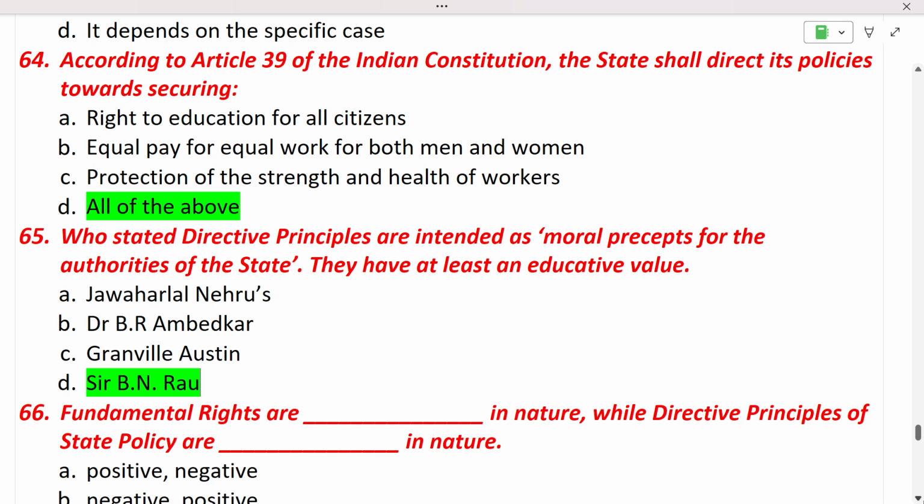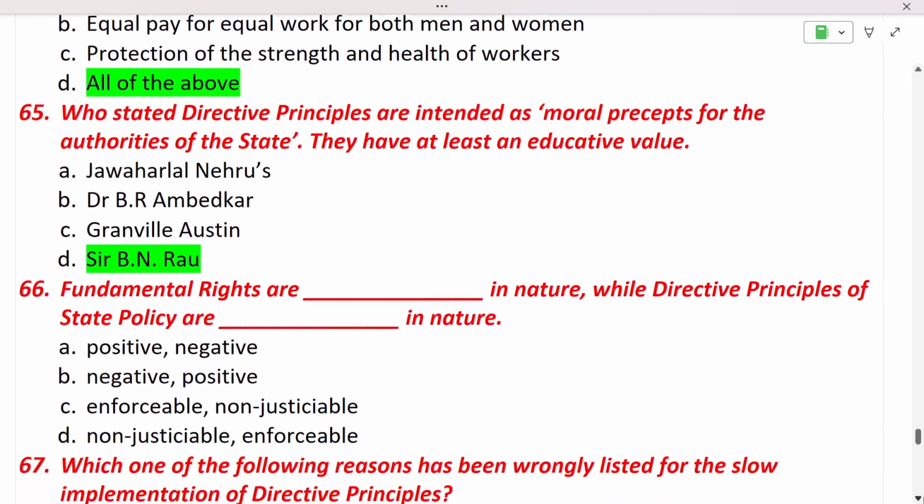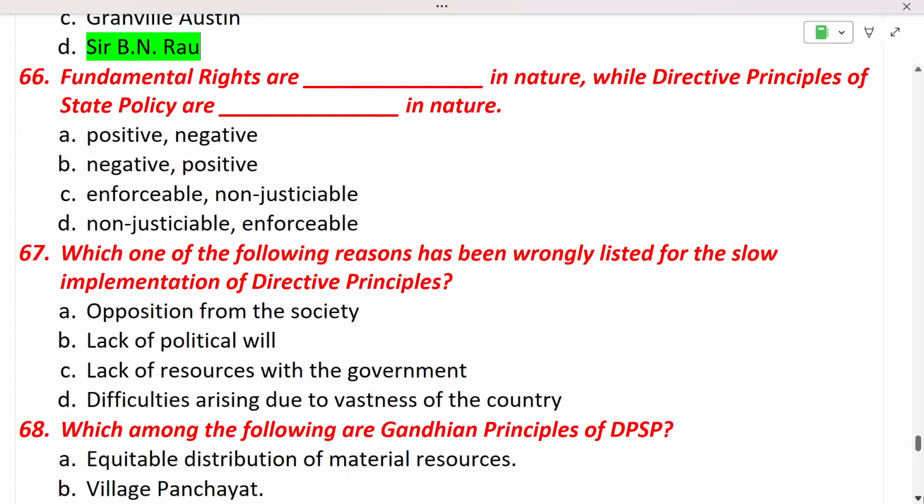Next, move to question number 66. Fundamental rights are dash in nature, while directive principles of state policy are dash in nature. Option A, positive, negative. Option B, negative, positive. Option C, enforceable, non-justiciable. Option D, non-justiciable, enforceable. So the answer is B.